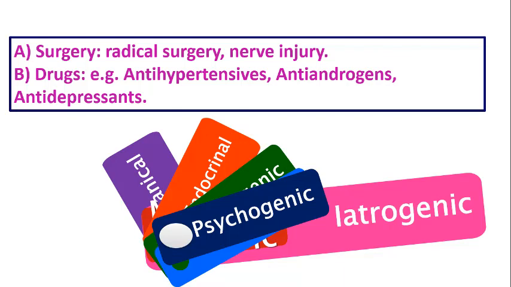Iatrogenic causes means either drugs causing derangement of the pathway of the erectile function, or surgery causing damage to the nerve pathway or the blood supply to the penis. So it may include all radical surgery in the pelvis.